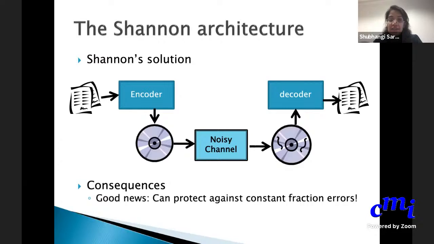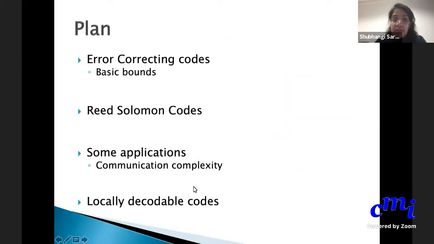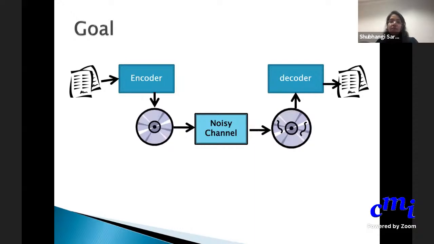The consequence of this scheme by Shannon is that today we do know how to have very good error correcting codes which can protect against a large number of errors. So I'll tell you a little bit about error correcting codes. We'll see some basic bounds. I'll talk about Reed-Solomon codes, which are a very nice, elegant, and strong family of error correcting codes. We'll see some applications, and I'll also mention locally decodable codes. So this is the scheme we want to enable. There's your data, you encode it, then some corruptions occur, and then you can somehow decode it and get your original data.